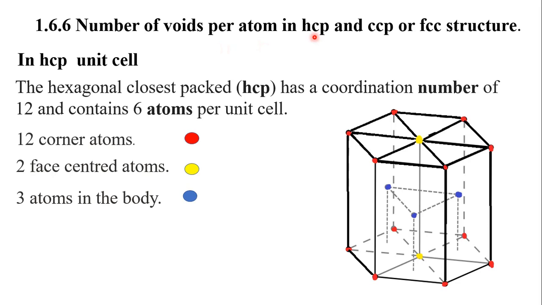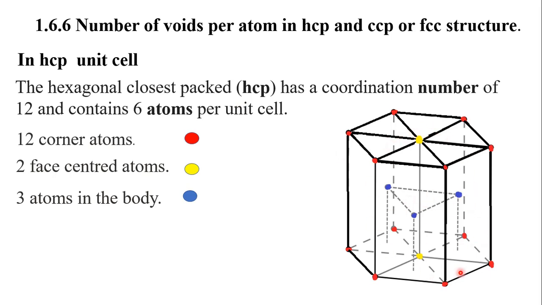Now in HCP, the hexagonal close packed structure. You have studied the hexagonal close packed structure. In hexagonal close packed structure, an AB type of arrangement is there, and every third layer is similar to the first layer. So in the hexagonal close packed layer, the coordination number of any atom is 12, and it contains how many atoms? 6 atoms in a unit cell.